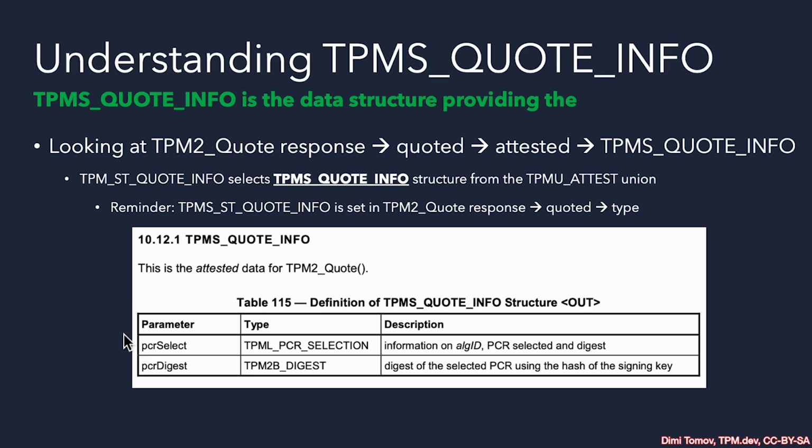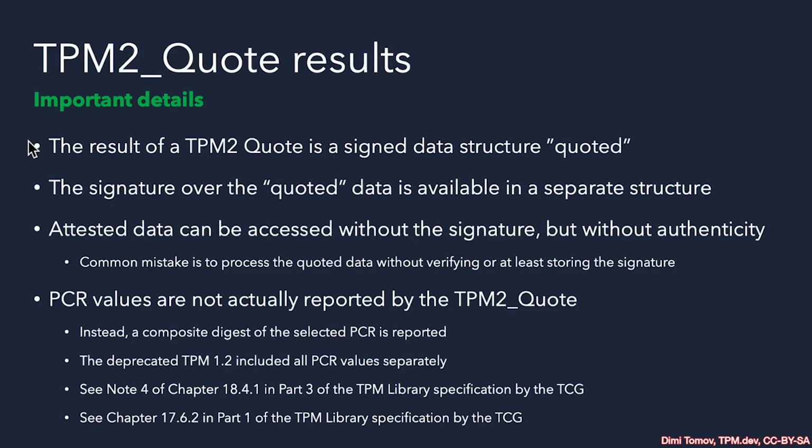So here is the PCR data that we requested to be signed. We have a PCR selection in the PCR select parameter that specifies which PCR numbers, from what algorithm, is it SHA-256, is it SHA-384, and then we have the actual digests. This is an additional overview of the process that we just described: the evidence we receive from the TPM2 quote command resides in the quoted structure, and the signature is actually over that original TPM2B buffer.